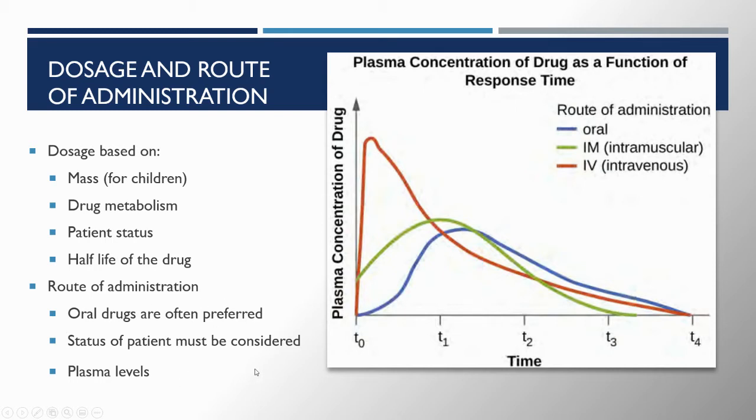Typically, oral drugs are preferred. Again, the status of the patient must be considered. So if not conscious, they might not be able to take oral drugs. Some conditions like dementia, are they going to be able to remember to take their medications accordingly, or do we need some other way to administer those? And then plasma levels in the patient.